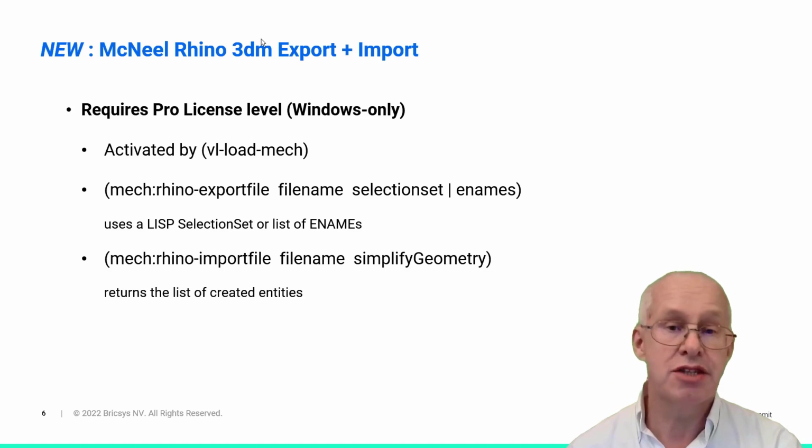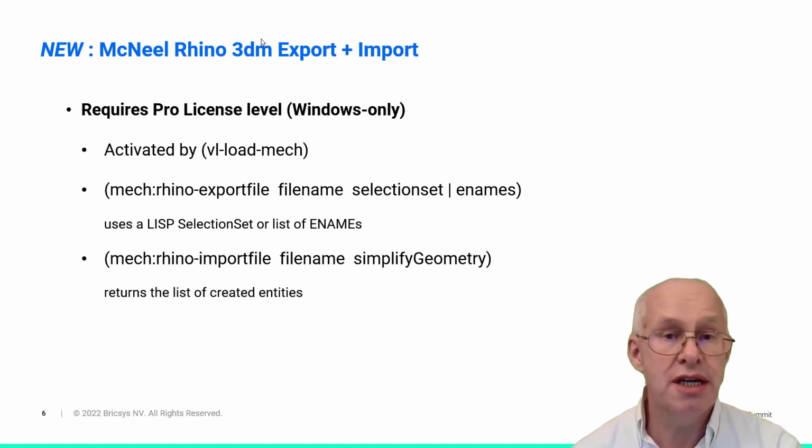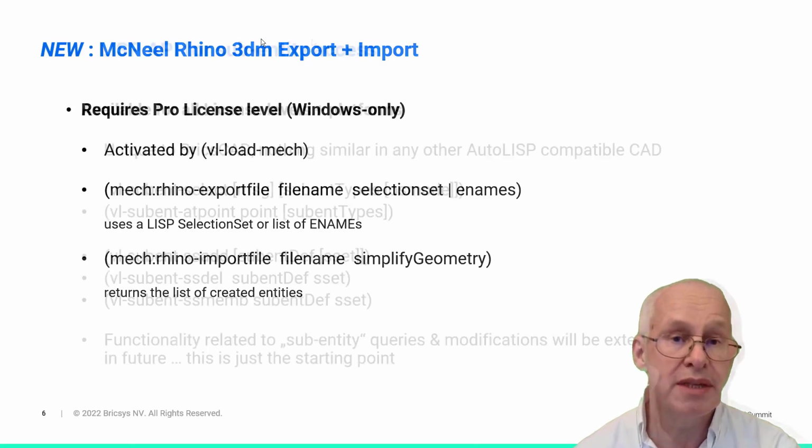Another minor extension for our LISP interface is provided by two new functions to export and import McNeel Rhino files. Some flexibility is given for both export and import functions, like the way an entity set is specified and whether imported geometry shall be simplified. The import function returns the list of created entities directly to simplify LISP code development.